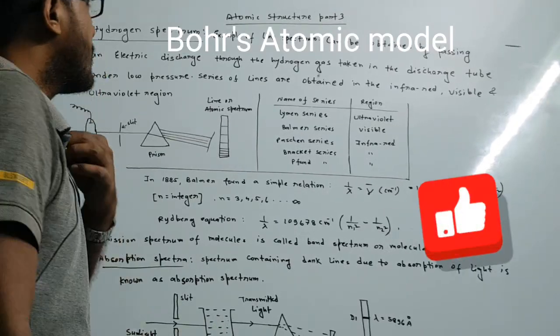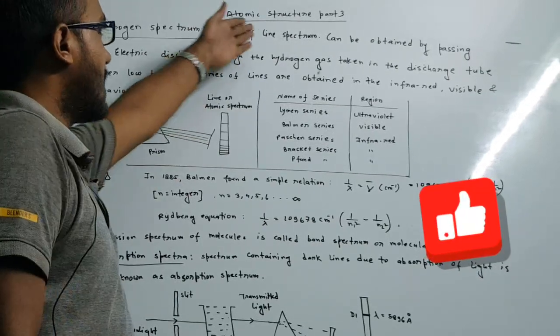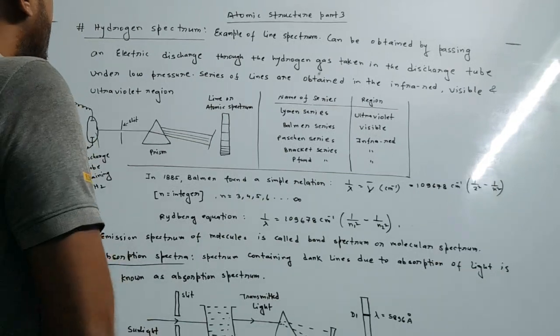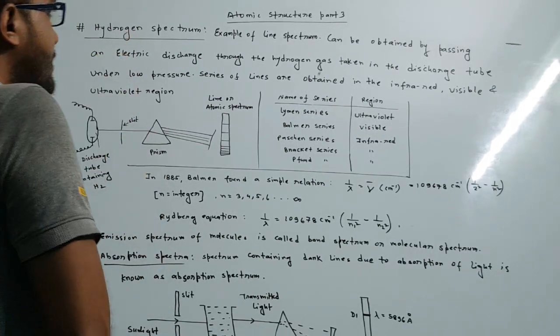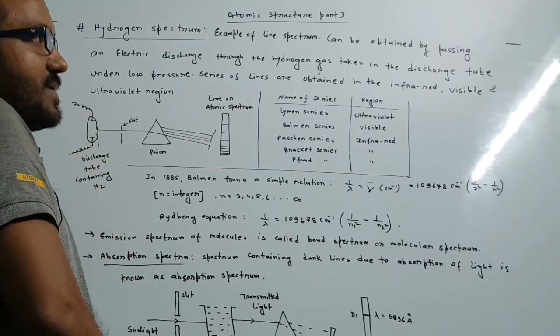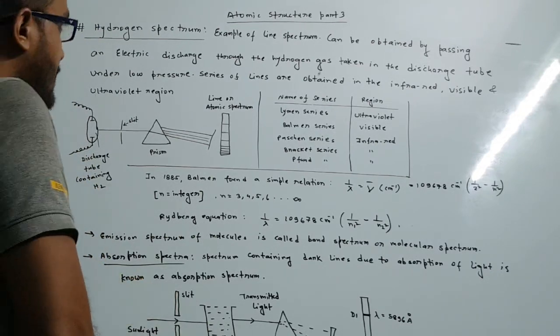Hello everyone. Today we are moving forward from the last class, atomic structure part 3. In this lecture we will see the hydrogen spectrum. The first is our hydrogen spectrum. In the last class we discussed emission spectrum and absorption spectrum, a little bit of absorption spectrum.